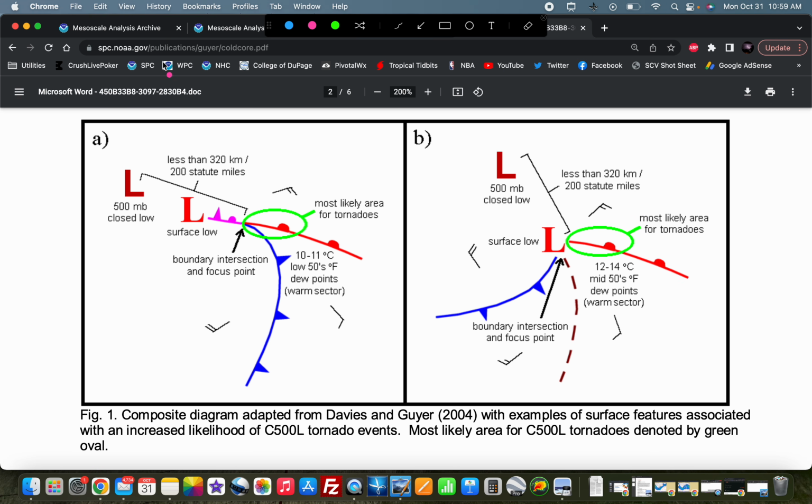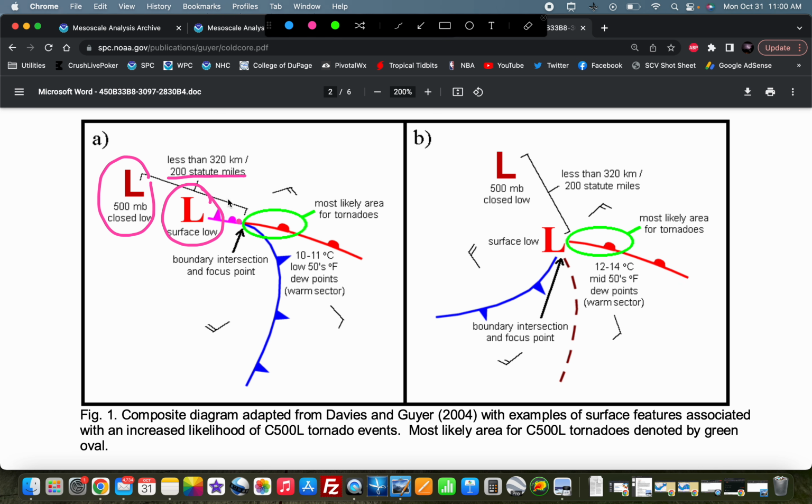So let's start with the one here on the left. Generally in both of these cases, we're looking at a 500 millibar closed low. The center of circulation is in very close proximity to the surface low, generally less than 200 miles or so. Now, that's just a general rule of thumb. I've seen some cold core or pseudo cold core setups that don't really follow this rule, and we'll talk about an example of that at the end of this video.